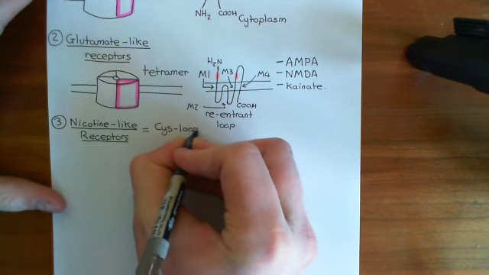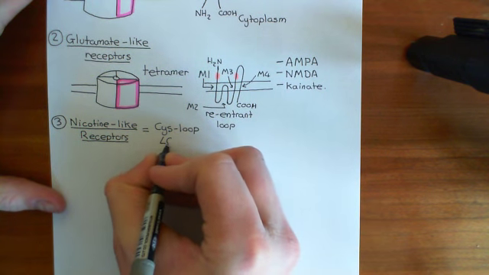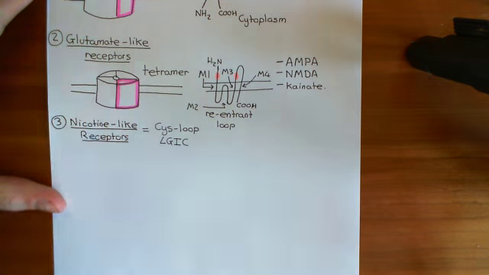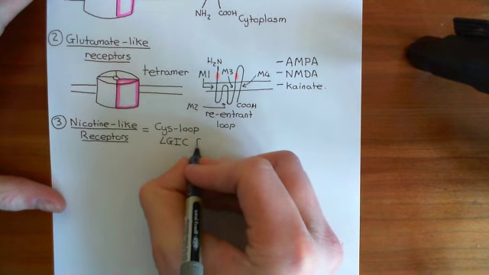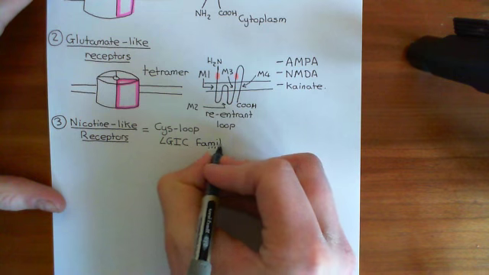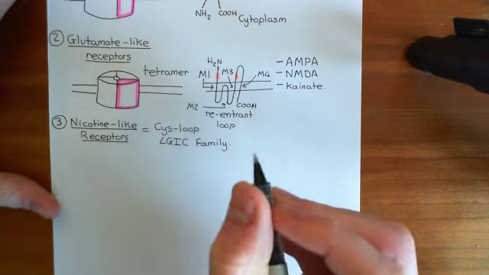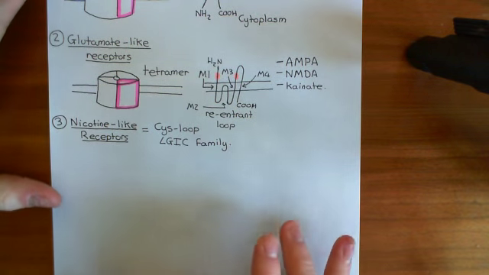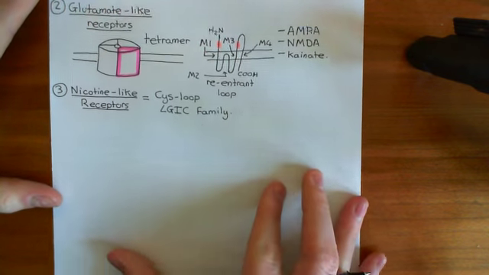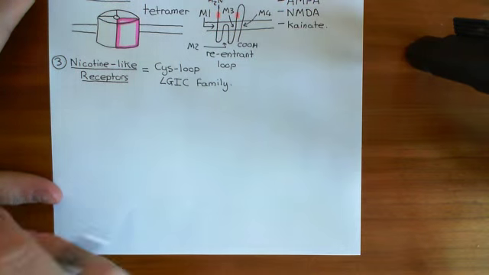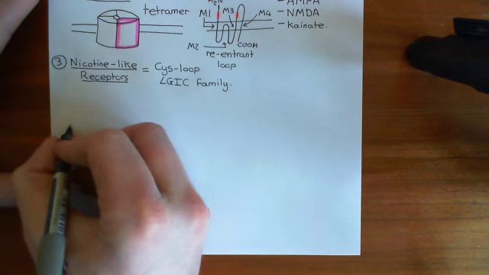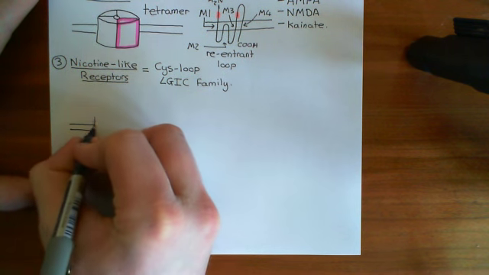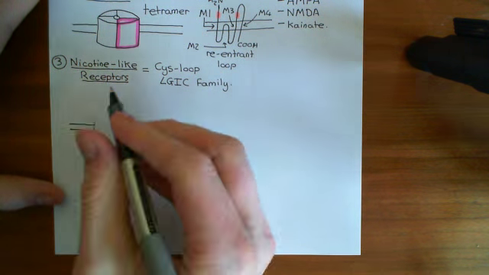So this other family is called the cis-loop ligand-gated ion channel family, and I'll just abbreviate ligand-gated ion channel to LGIC. So this is the cis-loop LGIC family. Sometimes they're just called cis-loop receptors, because they have this structure called a cis-loop within their subunit structure, and I'll discuss that in a moment when we look at the structure of a single subunit. So let me start off with what the actual receptor is built out of.